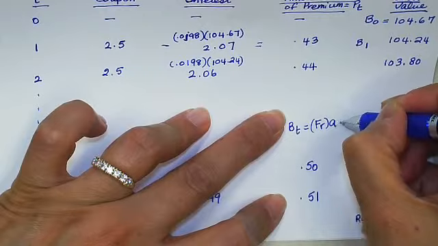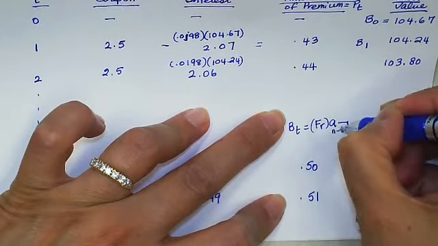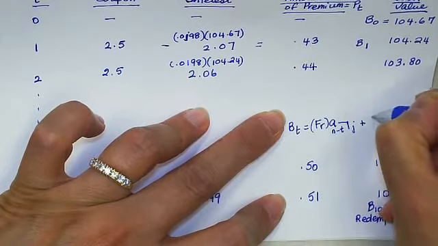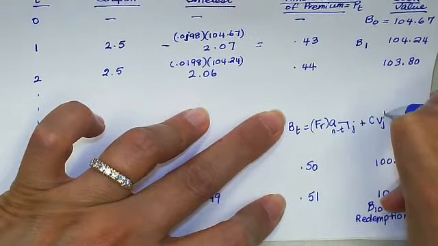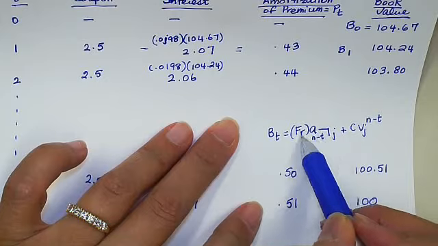So every OLBT, or in this case just BT, is equal to FR A angle N minus T, plus CVJ to the N minus T. I bothered to write this here because how else would you be able to find this 100.51, right? You need a formula where you don't have to go through the whole amortization schedule to get to the B of T. So if I said to you, what is B9, you're going to do this.